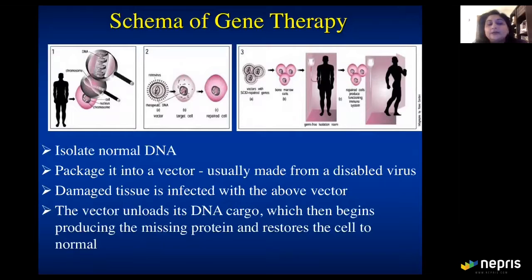And now this vector, we will put it into the patient where it will unload. It will put the right gene into that patient so that DNA will start producing a normal, healthy protein that we need. So that is the concept of gene therapy.